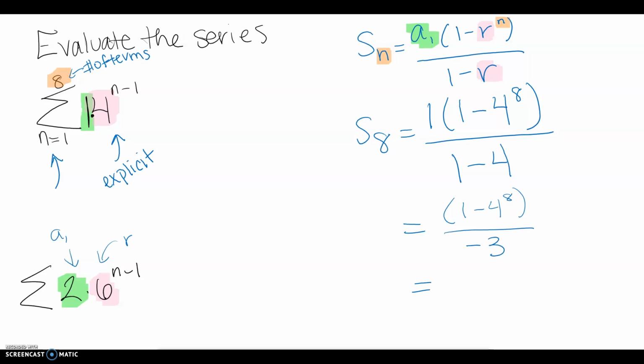Go ahead and put that in your calculator, and you get negative 65,535 all over negative 3. So then you get a positive 21,845 for the sum here.